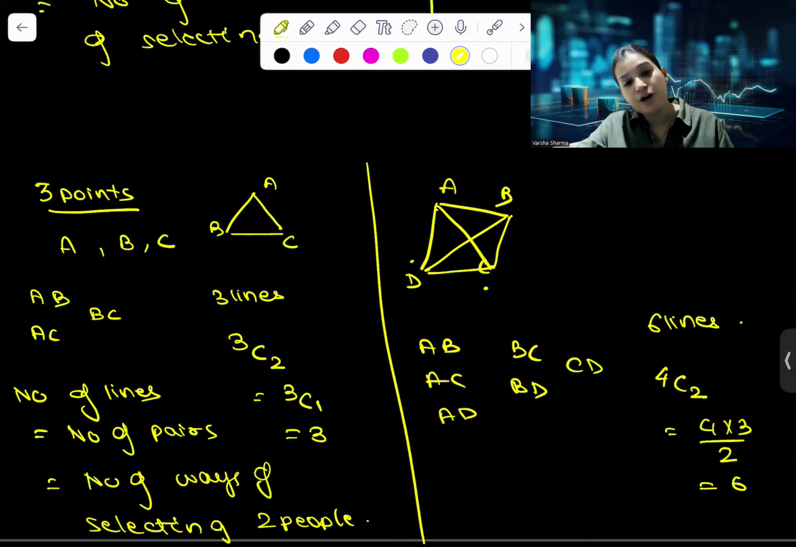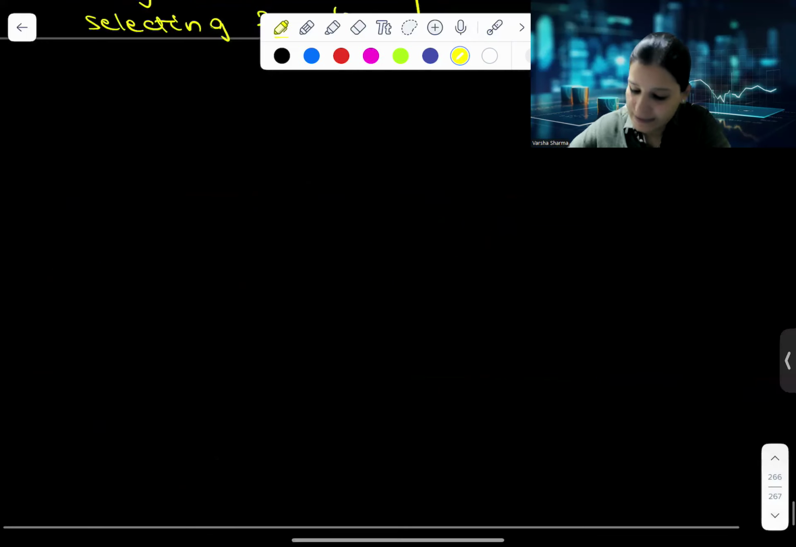So if I have 3 points, the number of lines is 3C2. If I have 4 points, the number of lines is 4C2. If I have 7 points, the number of lines will be 7C2. If I have 10 points, 10C2. If I have n points, the number of lines will be NC2. Similarly, if I want a triangle, I will need 3 points, so instead of 2, now choose 3. It will be NC3.